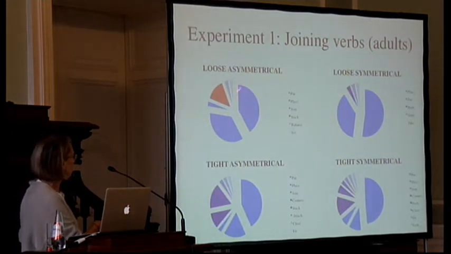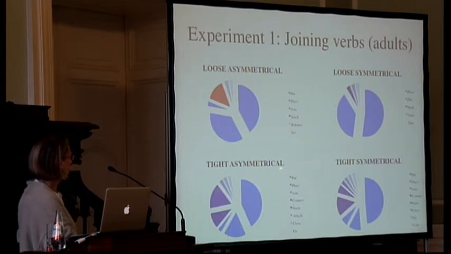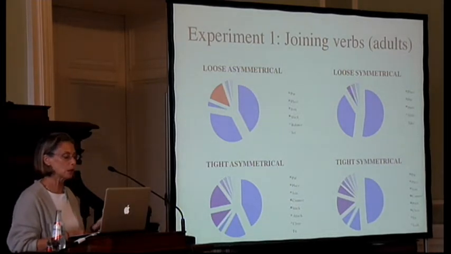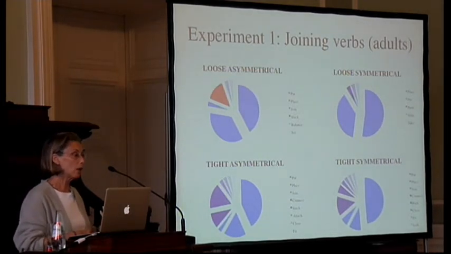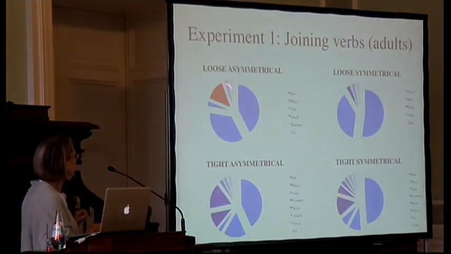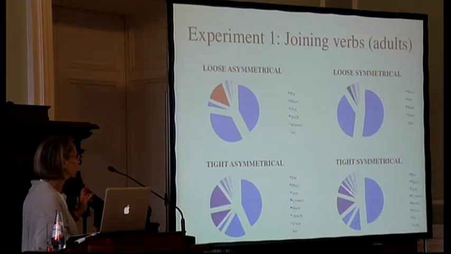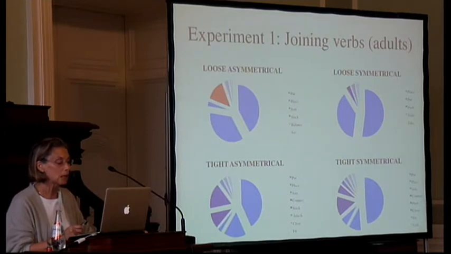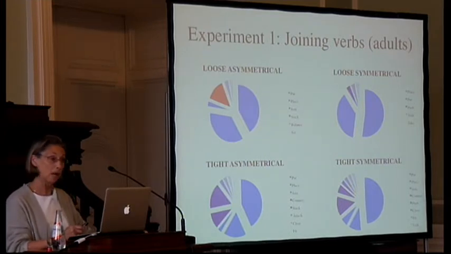Okay? So there's a swath that's the same color up here for loose asymmetrical and also for loose symmetrical, but as we get down to tight symmetrical and tight asymmetrical, the swath gets smaller and these other colors begin to fill in. What the big swath represents is very general terms, things like put and place. All of the other terms, in varying shades of purple, are much more specific verbs, things like balance and slide and connect, for example.